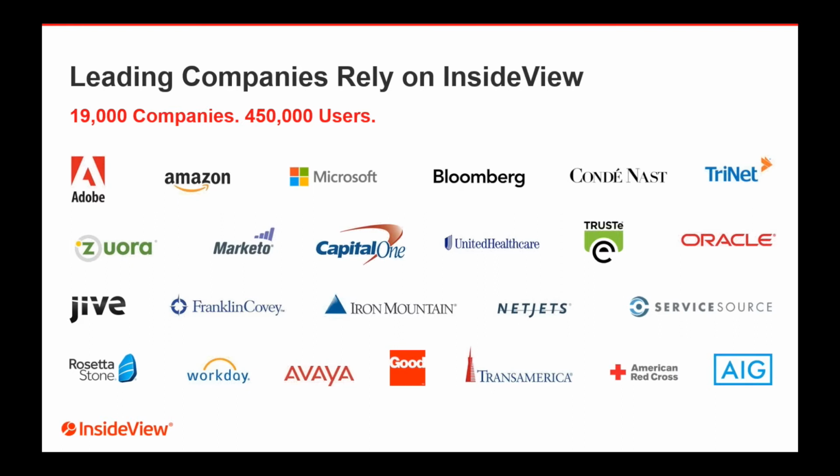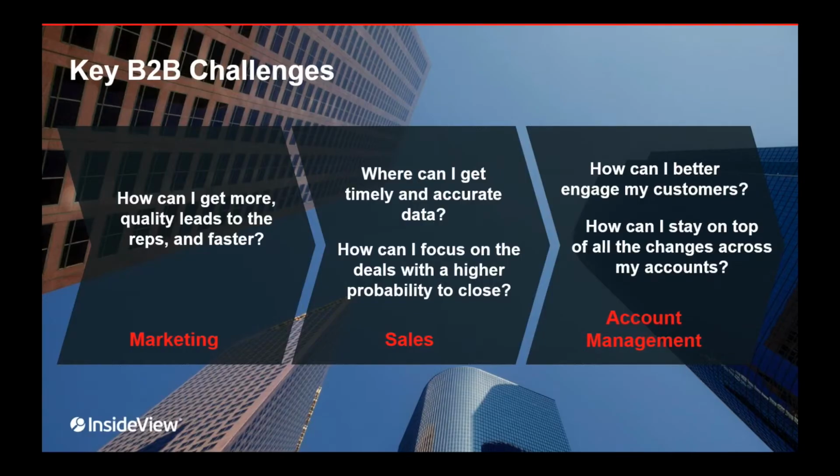We're currently working with about 19,000 companies, and as you can see here, we work with everyone from Microsoft to Amazon to even Rosetta Stone and the American Red Cross. So a lot of different companies of different shapes and sizes are trusting InsideView with their data needs. So before I discuss some of the key challenges that we've seen, I want to give you guys a background story on why InsideView is here today and what our original main mission was.